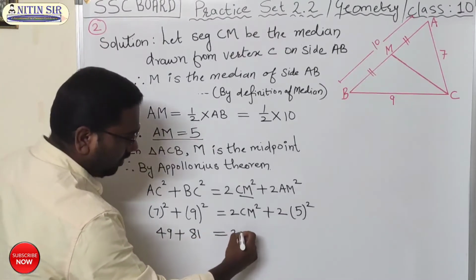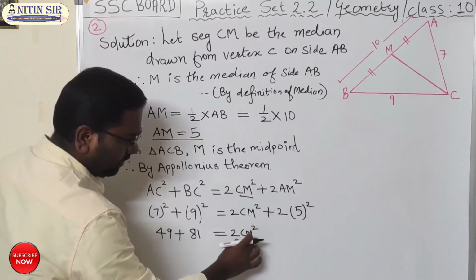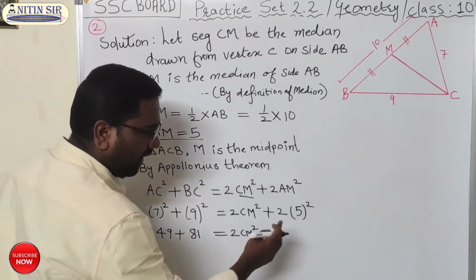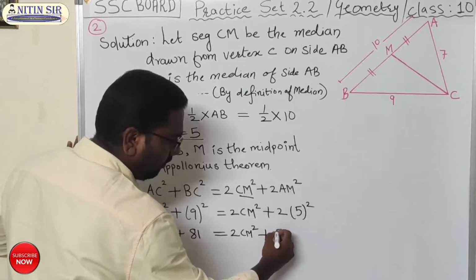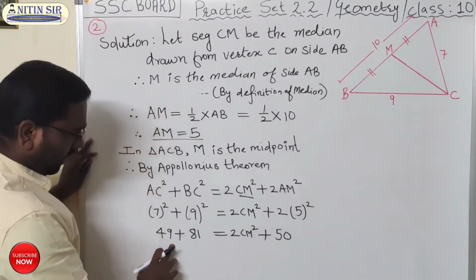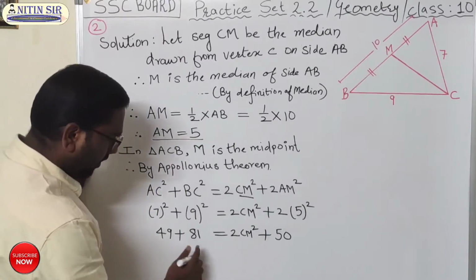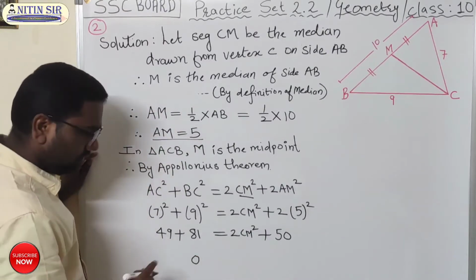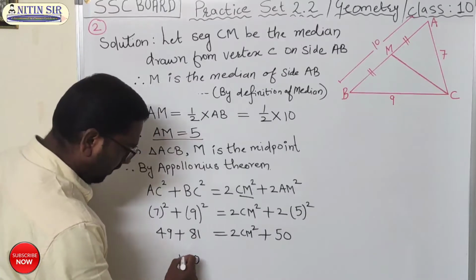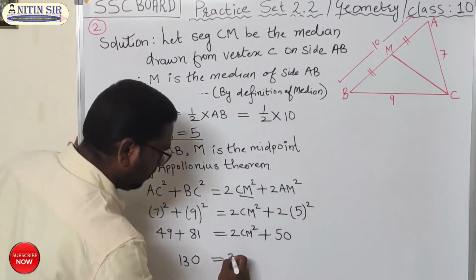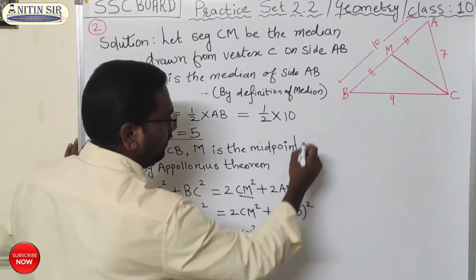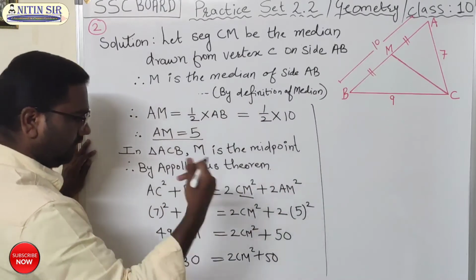This is equal to 2CM square plus 5 square, 25. 25 multiplied by 2 is 50, right? Directly 50 here. Now 49 plus 81: 9 plus 1, 10, carry 1, 8 plus 4, 12, plus 1, 13. So 130 is equal to 2CM square plus 50. We'll write here.